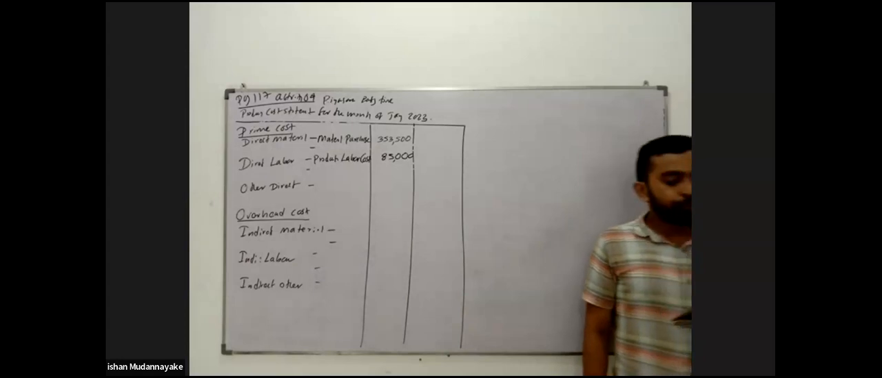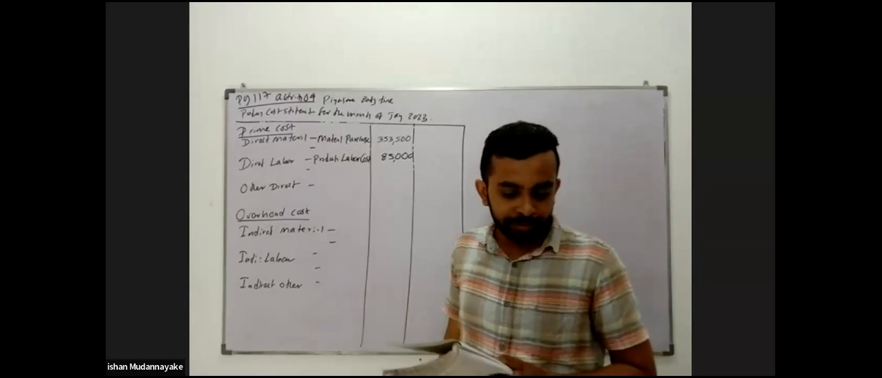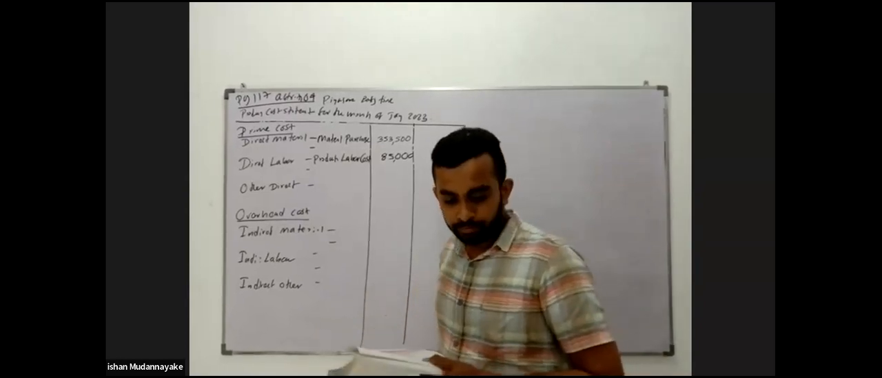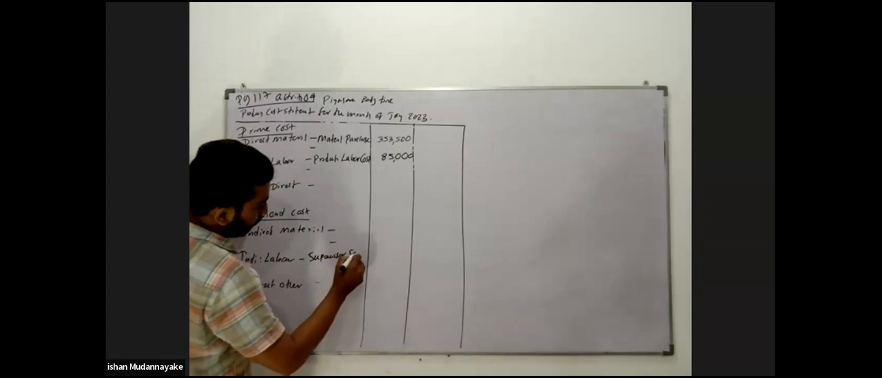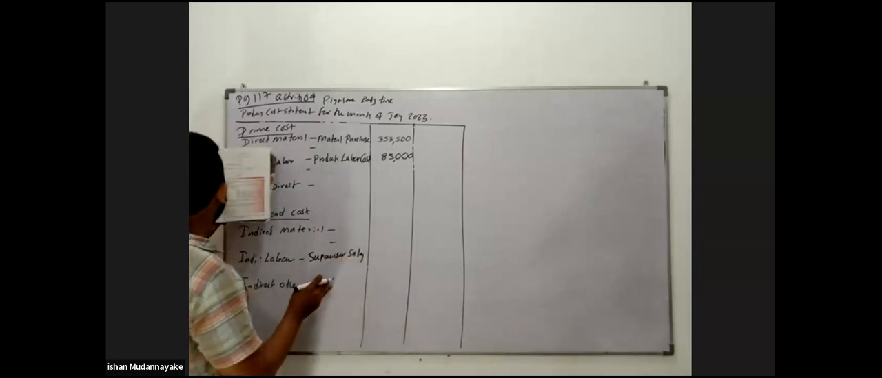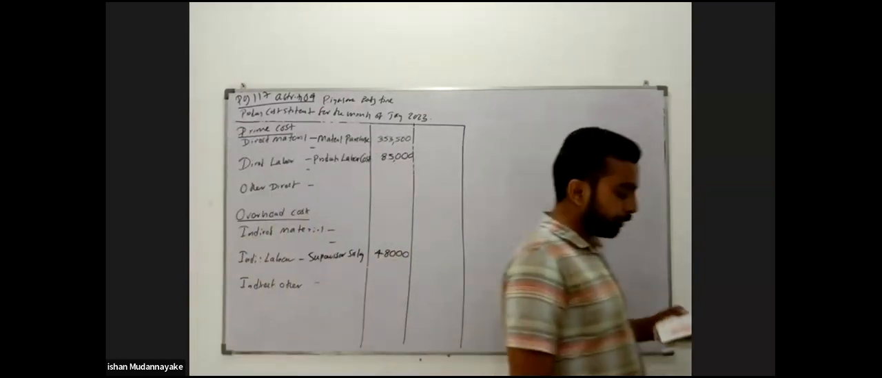And then supervisor salary. How to classify supervisor salary? Indirect labor cost. Yes, under indirect labor cost, here write down supervisor salary, indirect labor cost 14,000.